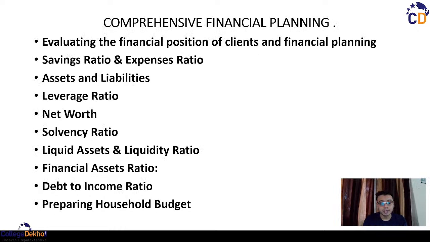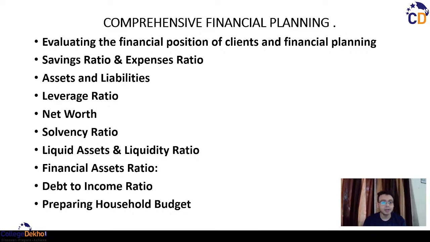I'm going to talk about comprehensive financial planning. So it includes evaluating the financial positions of clients and financial planning, and some kinds of mathematical ratios and financial ratios are used for comprehensive financial planning. And these ratios are too simple to understand. These are not complicated. You have the savings ratio, how much you are saving out of the income that you are receiving. Expense ratio, how much expenses you are making out of the income that you are receiving. So ultimately, savings and expense ratio are related to each other. Whatever income you have, you spend that amount, the remaining amount is savings, right?